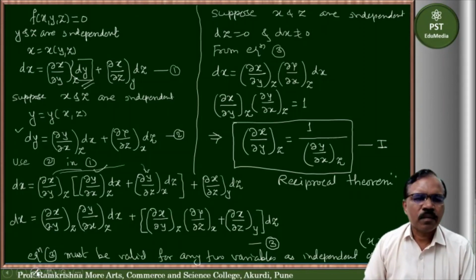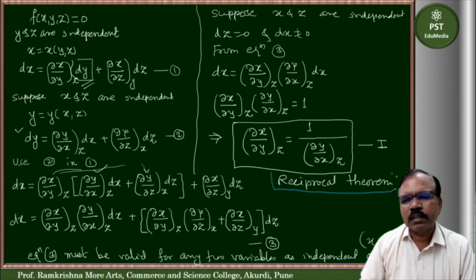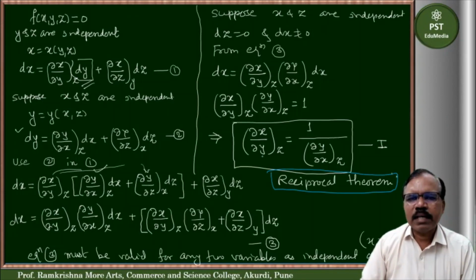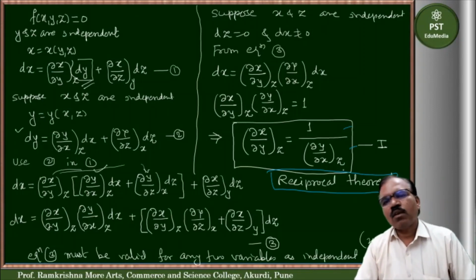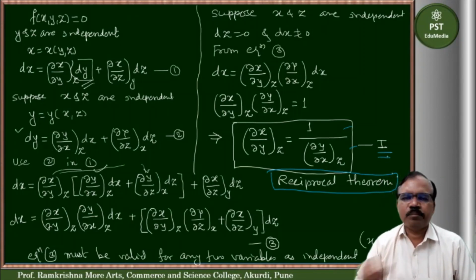Reciprocal theorem. So this relation is the reciprocal theorem. And what is that? ∂x/∂y at constant z will be equal to 1 upon ∂y/∂x at constant z. So this is the first theorem.